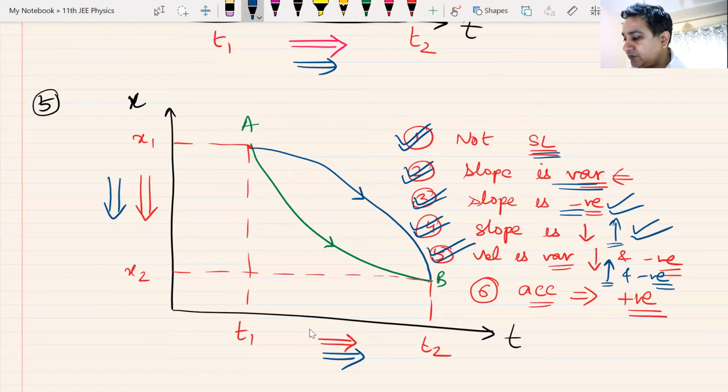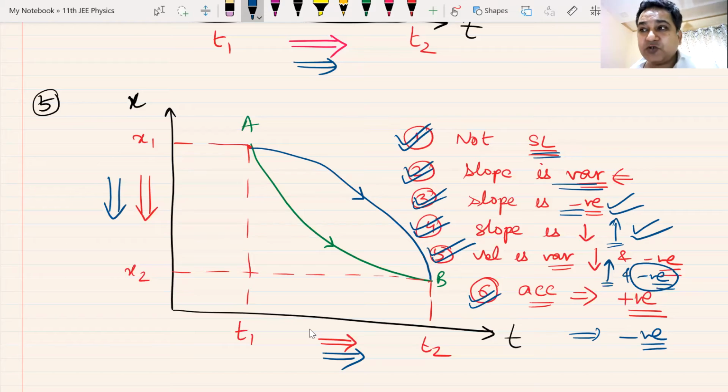The last point. Point number six. What about acceleration? Velocity is increasing and it is negative. So it is going down and it is increasing. So acceleration has to be in the same direction. It has to be in the direction of velocity and it has to be negative. Am I clear with this point?